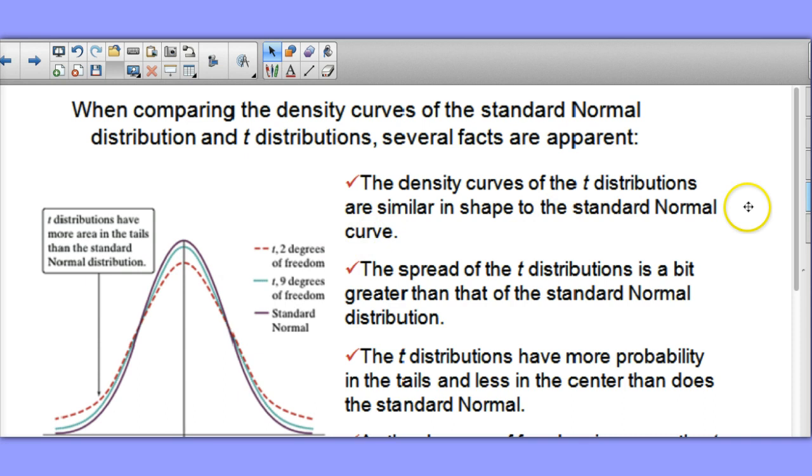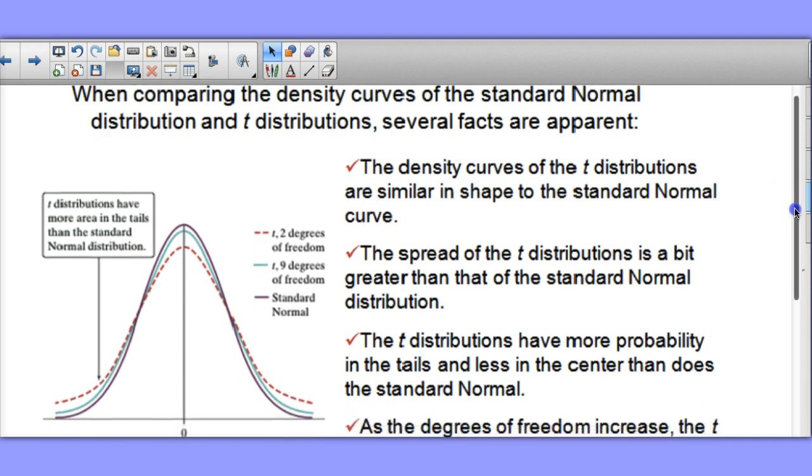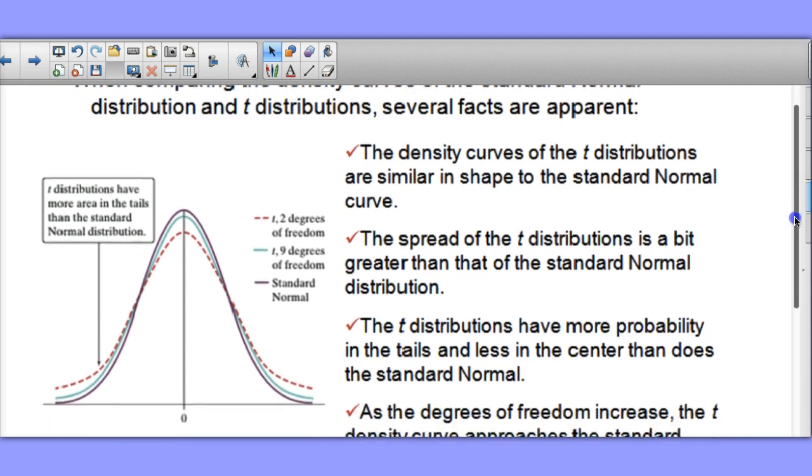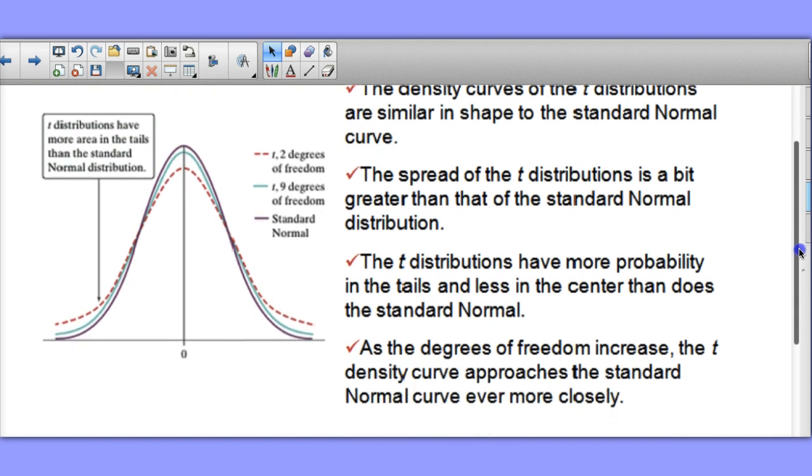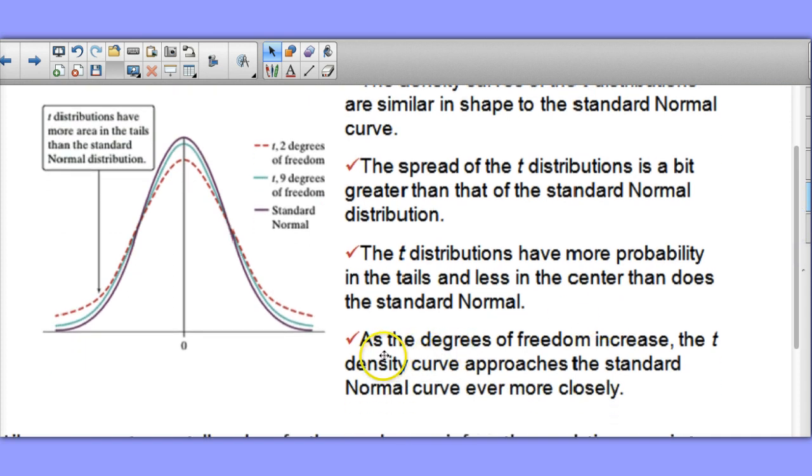Notice a few things about the t-distribution. The density curve of the t-distribution is similar in shape to the standard normal distribution: mound-shaped, symmetric, centered at 0. But notice that the spread of a t-distribution is a little bit greater. The tails here are a little bit higher, and the center of the distribution is a little bit lower. And this last item that's listed here might not be so apparent, so we'll go to Fathom in a moment. It says, as the degrees of freedom increase, the density curve approaches the standard normal curve ever more closely. Let's take a look at this in Fathom.